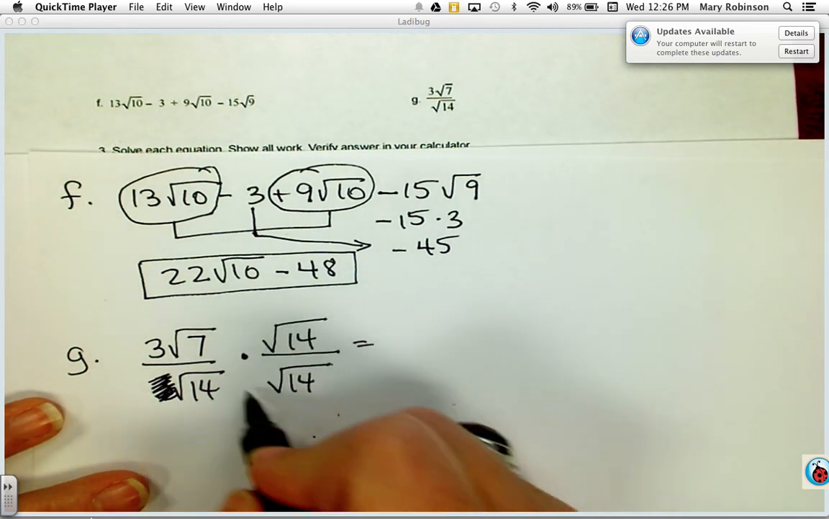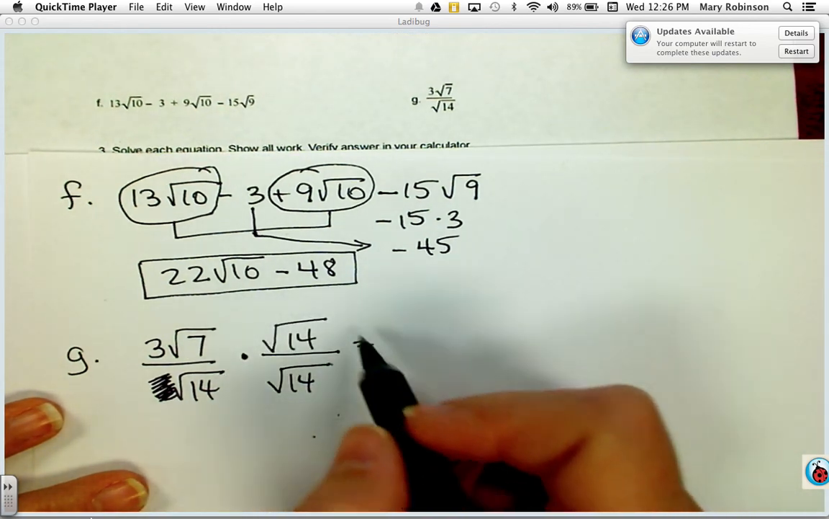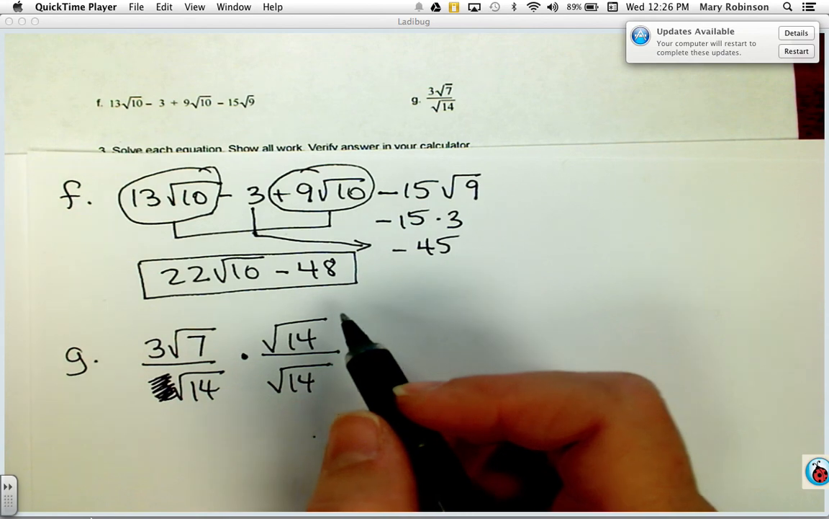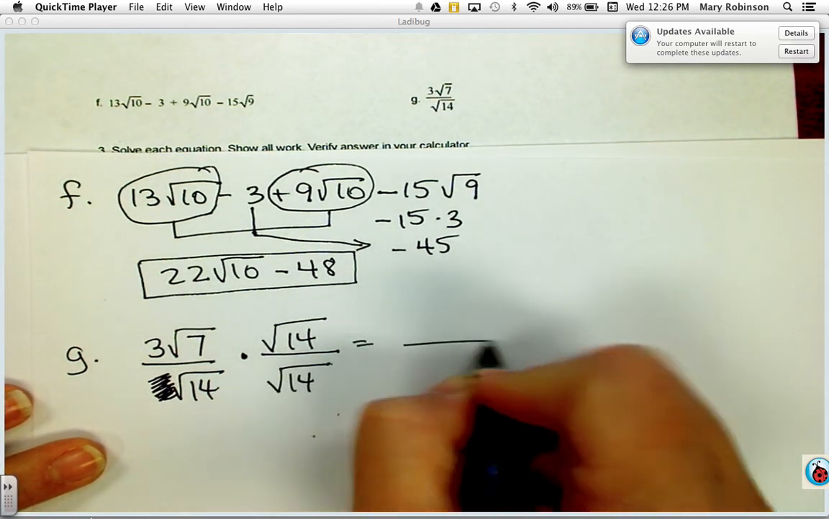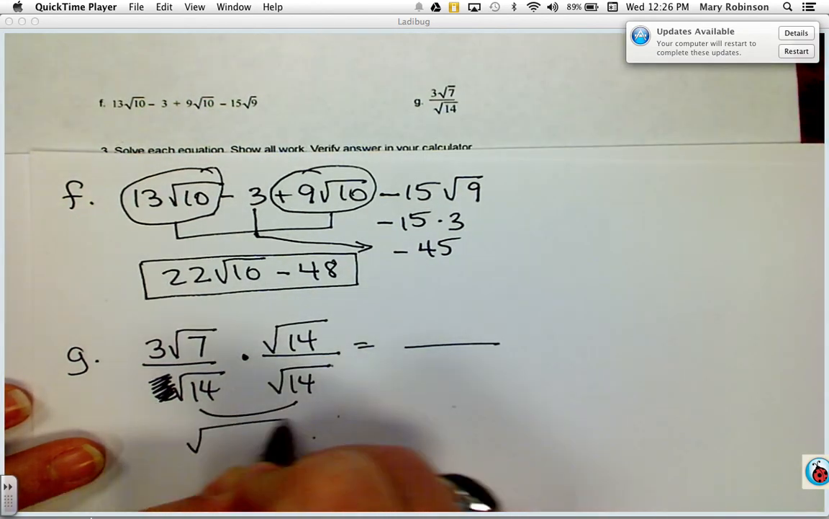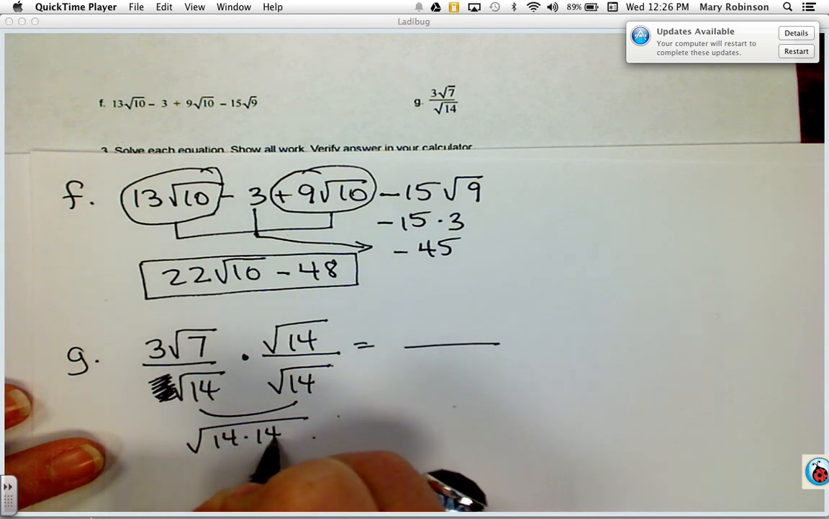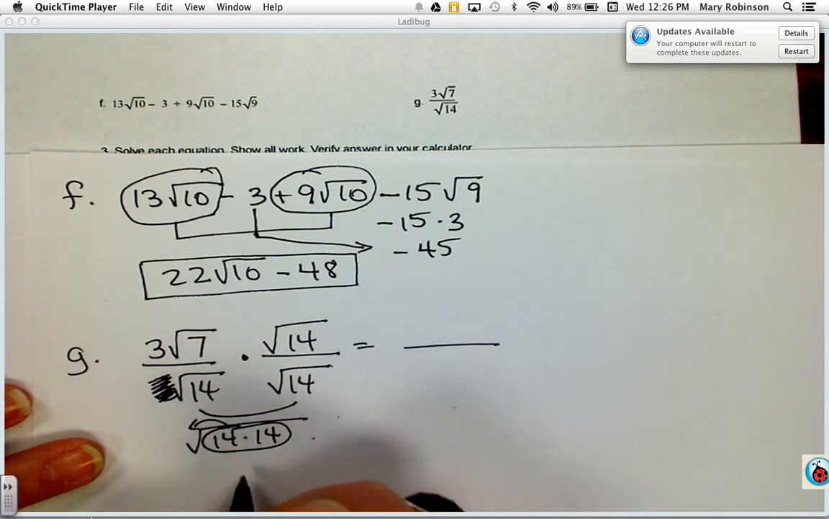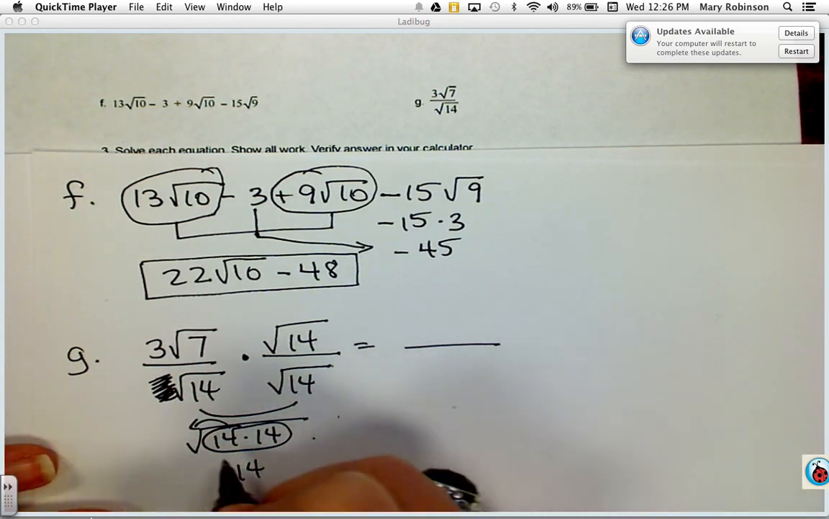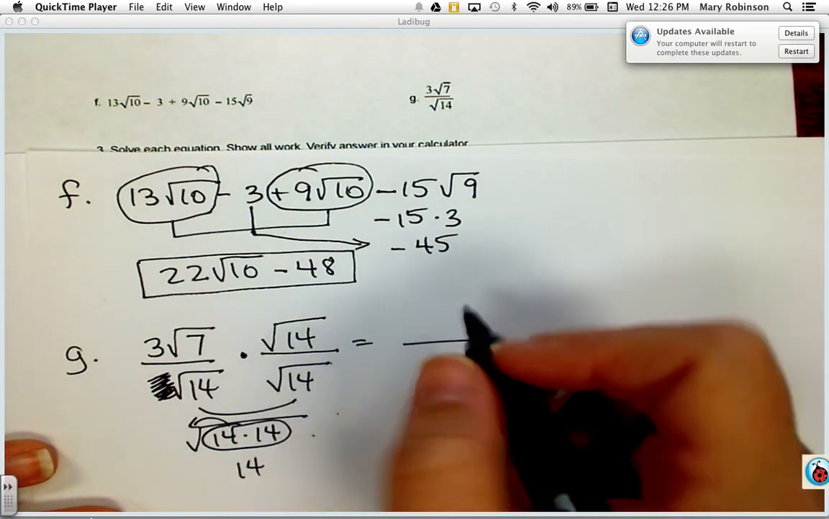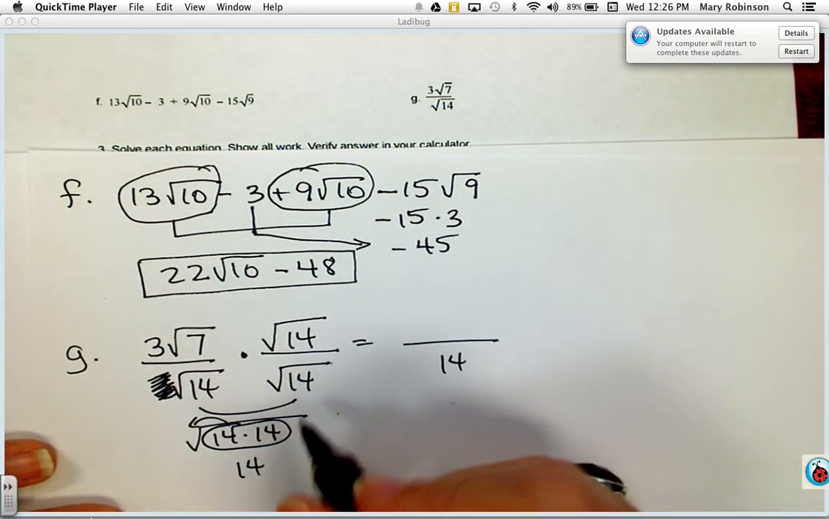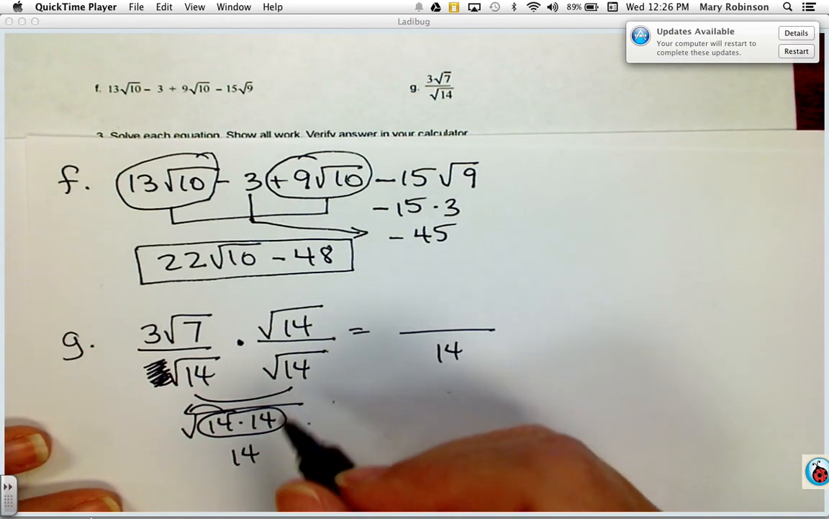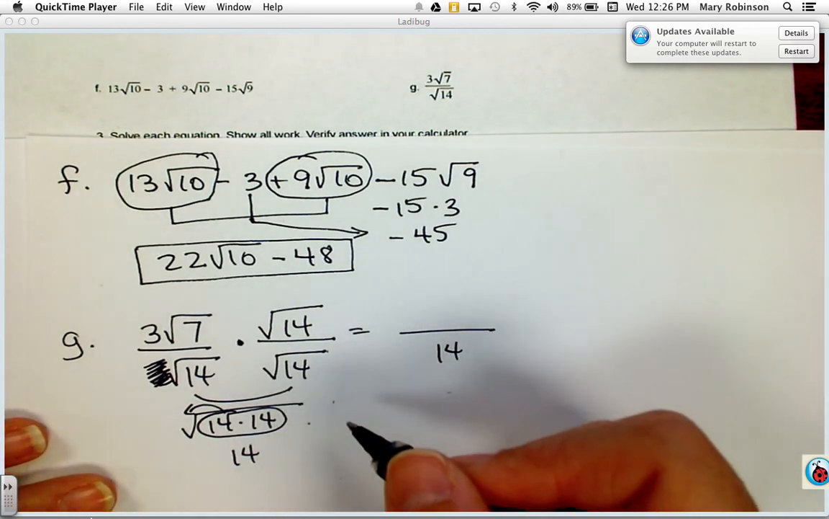Meaning all I'm really doing is multiplying by 1 because the square root of 14 divided by the square root of 14 equals 1. So when we multiply this, the square root of 14 times the square root of 14, we have a pair that's going to come out. So the square root of 14 times 14 is 14. That's really the whole point behind rationalizing our denominator, so that we get just the radicand.